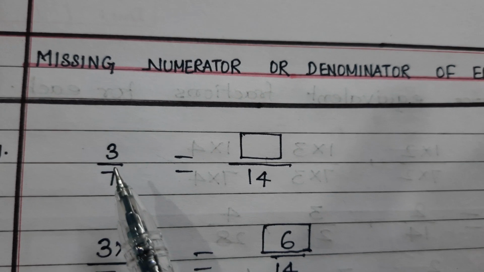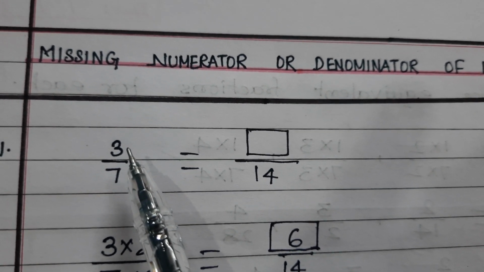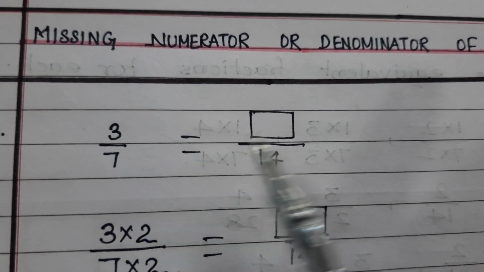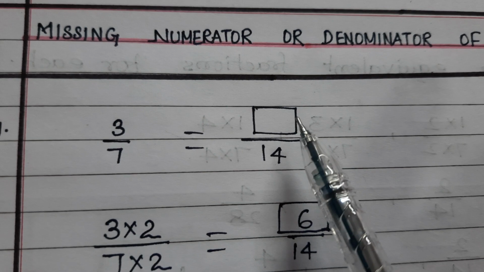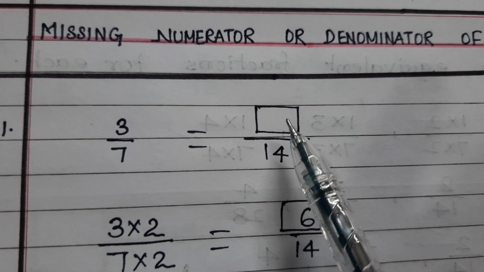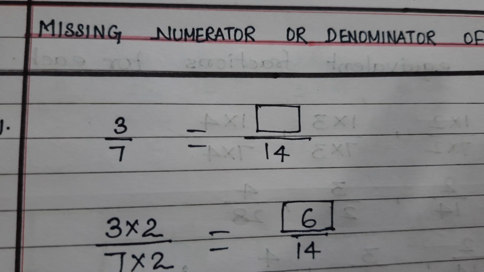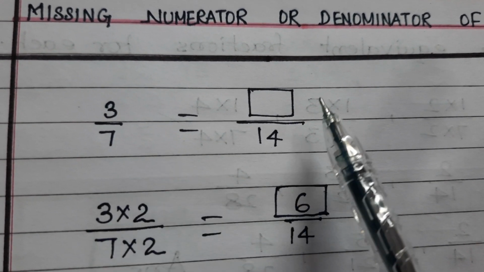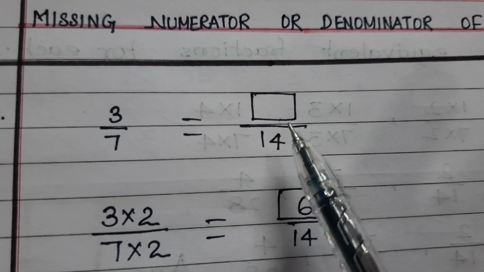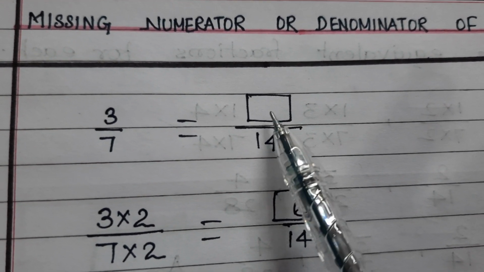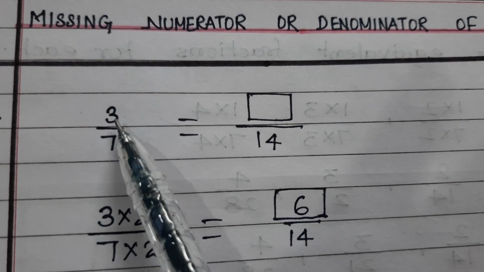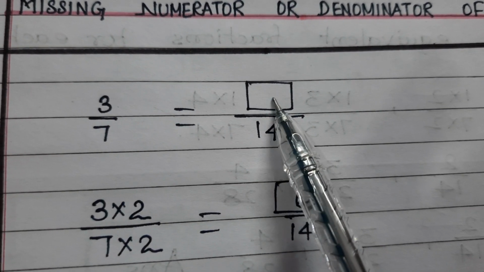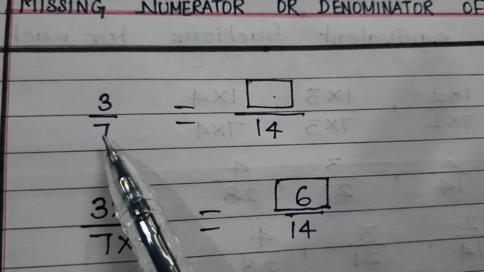See them carefully. The first fraction I have taken is 3 by 7, which is equal to dash. At the place of the numerator nothing is given, a box is given which you have to fill, and the denominator given is 14. As 3 by 7 and this unknown fraction are equivalent, we get this number by multiplying this number with any digit. As here nothing is given, we will go for this 7.